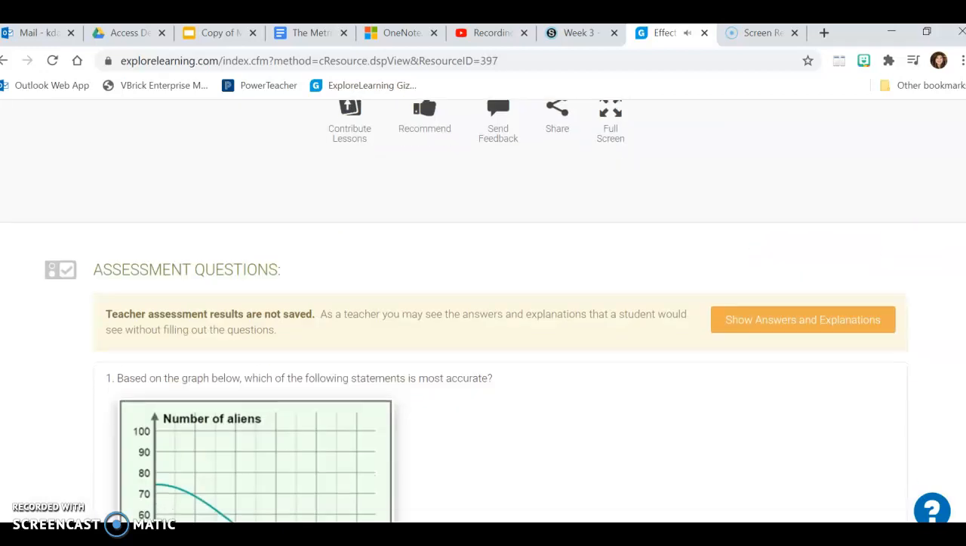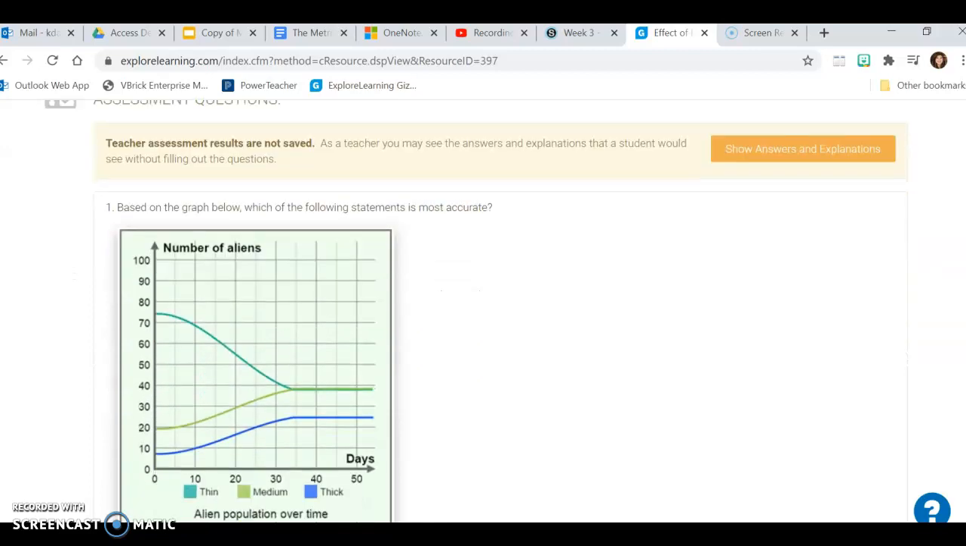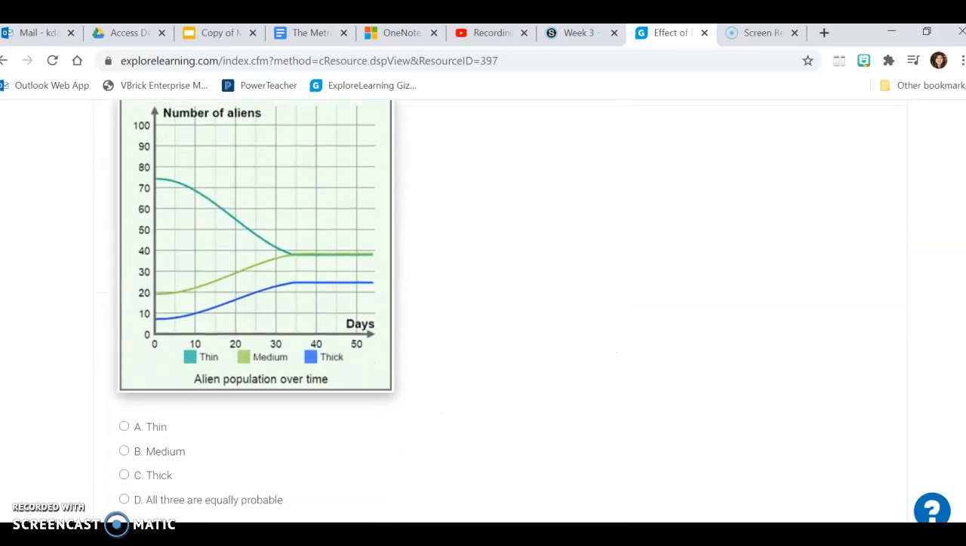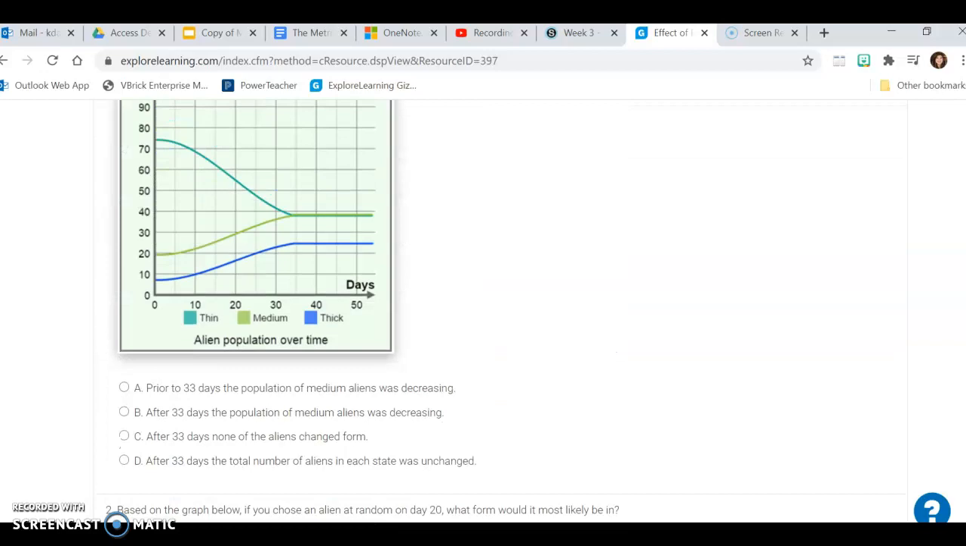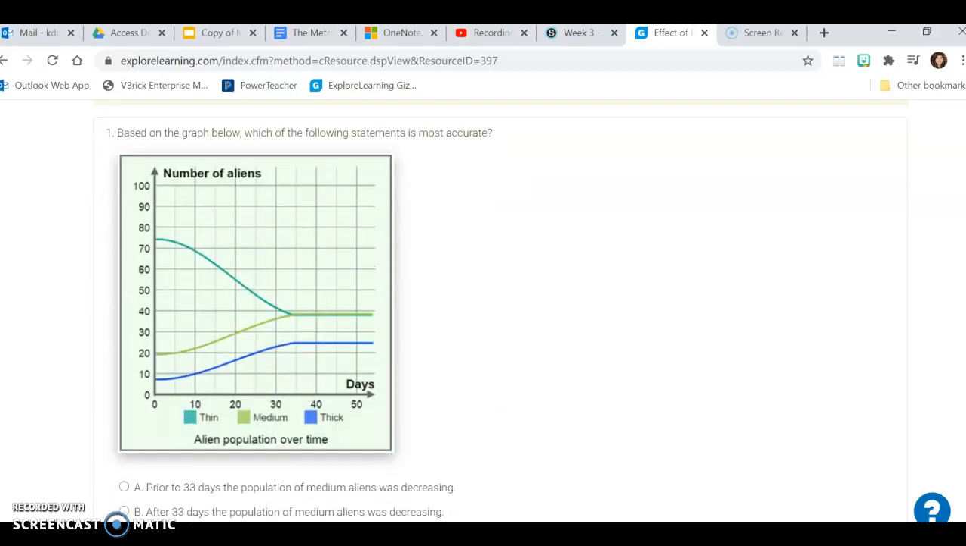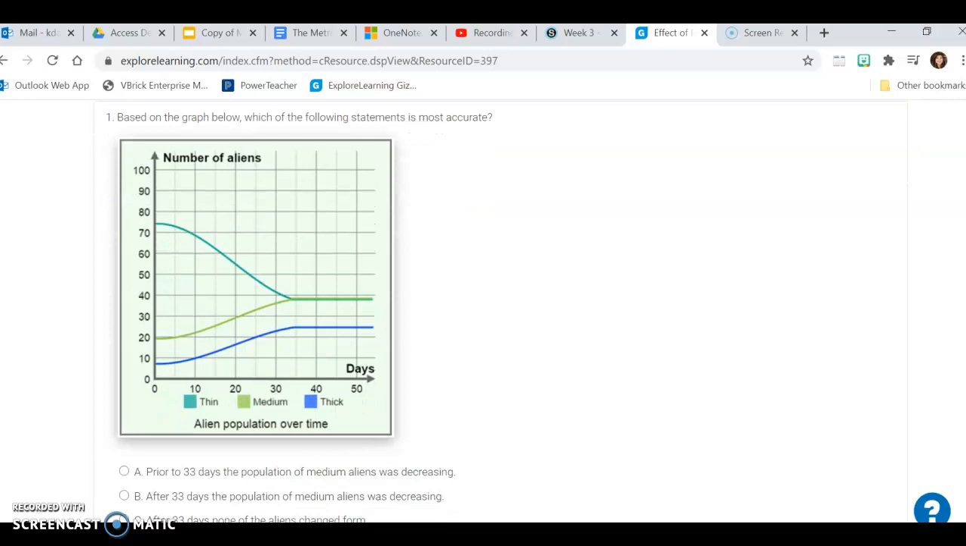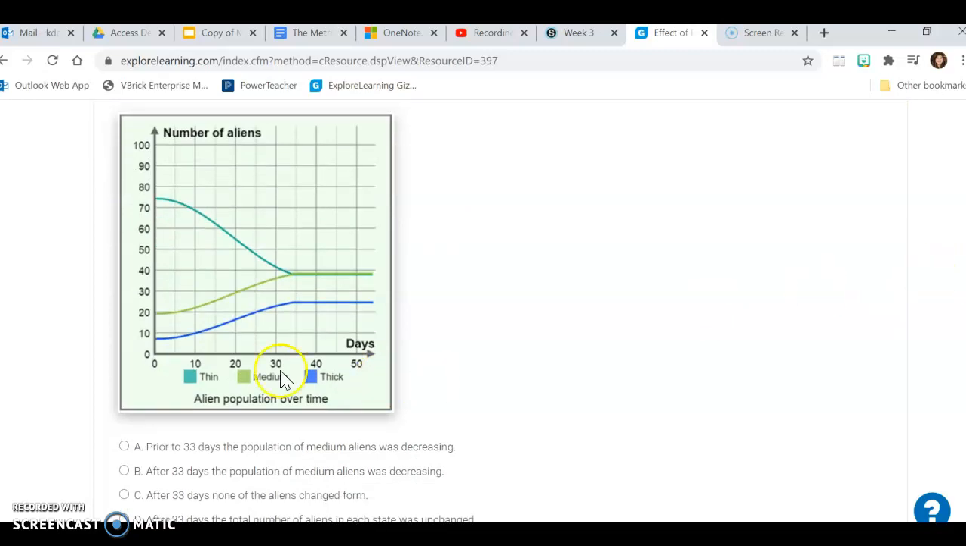Below, you'll notice that there are several short answer questions and multiple choice questions. So looking at the first graph: based on the graph below, which of the following statements is most accurate? If we're looking at these questions, it looks like they're all asking us about the 33-day mark. So if I go to 33 days, which is probably about here, and up from there, I'll look at the data points.